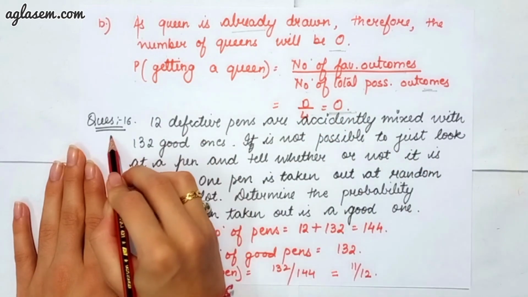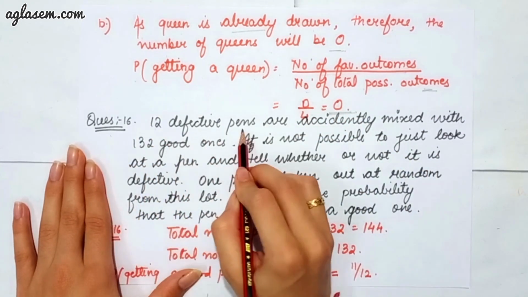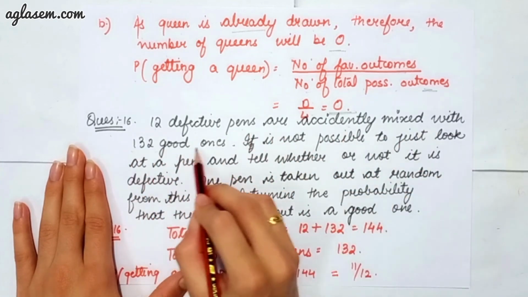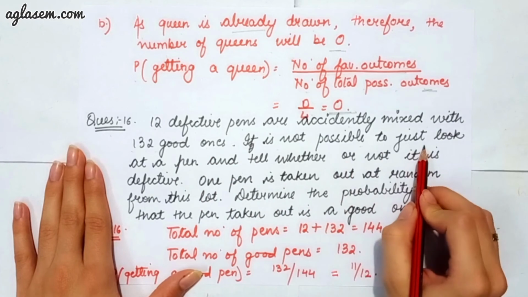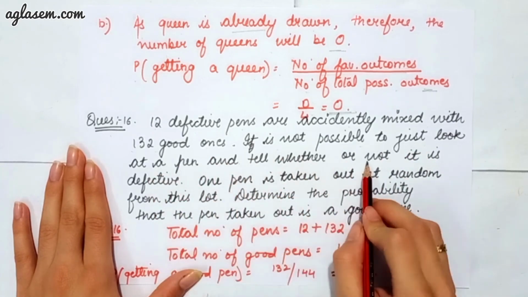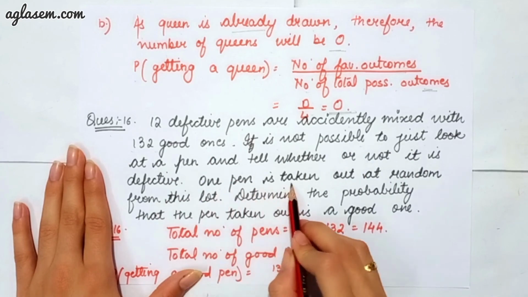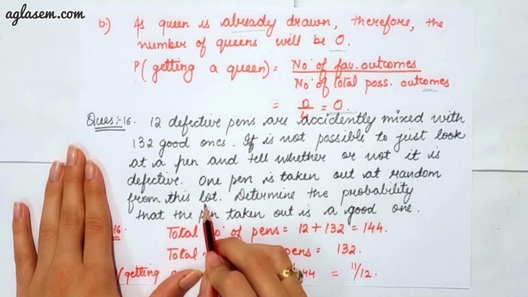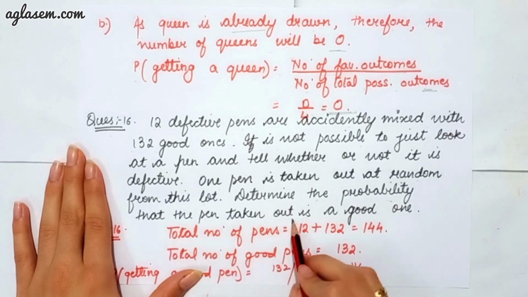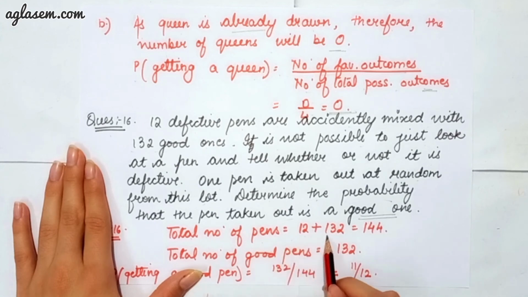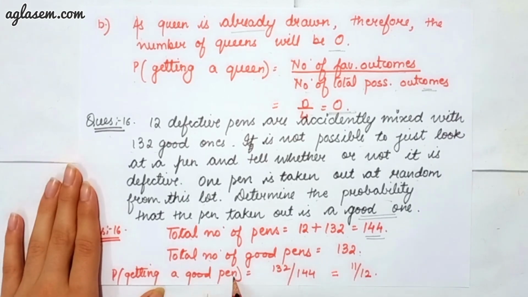Moving towards our 16th question, which says 12 defective pens are accidentally mixed with 132 good ones. It is not possible to just look at a pen and tell whether or not it is defective. One pen is taken out at random from this lot. Determine the probability that the pen taken out is a good one. The total number of pens is 12 plus 132, which will give you 144. The total number of good pens is 132. So the probability of getting a good pen is 132 divided by 144, which will give you 11 upon 12.